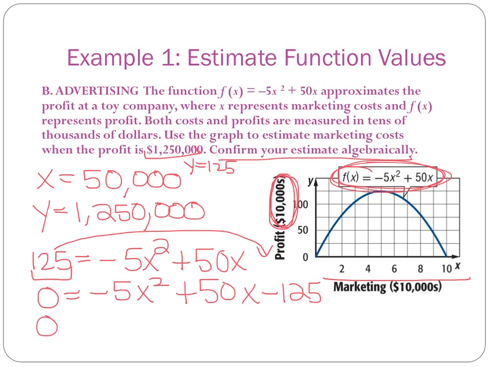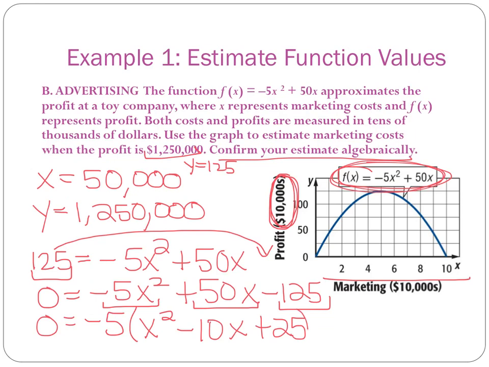And now I see that each of these three terms are all divisible by 5, specifically by negative 5. So I'm going to factor out a negative 5. That leaves me with x squared here, negative 10x here, and positive 25 here.